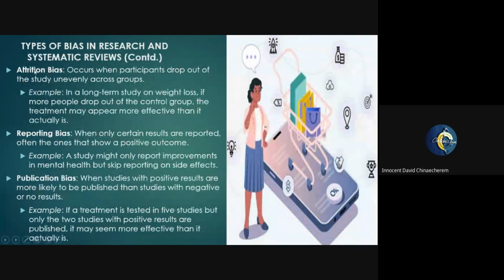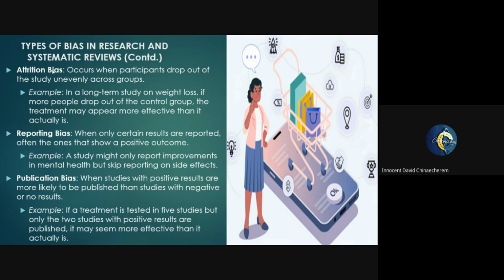Now let's look at another one, which is called what? Attrition bias. So attrition bias is another type of bias we can encounter in a systematic review. And that is particularly when participants drop out of the study and it's uneven. So let's say in a long-term study on weight loss, if more people are dropping out of the control group, it means that the treatment group may appear to be more effective than it actually is.